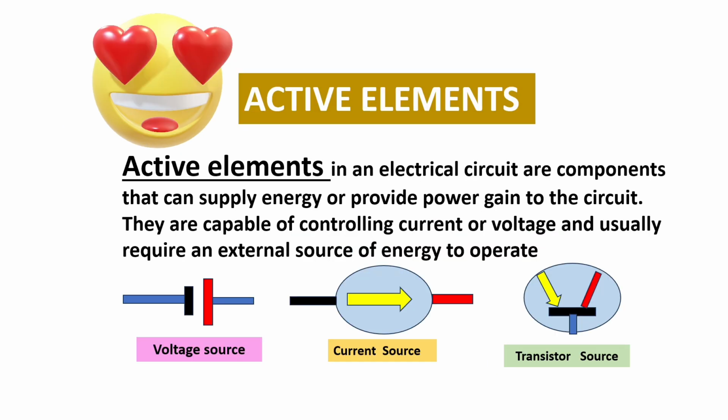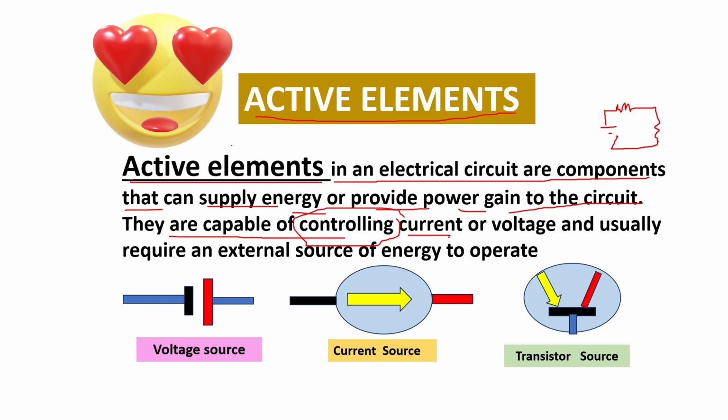The first circuit terminology is active elements. Active elements are components that supply energy or increase power in a circuit. They require an external power source and can control current or voltage. Examples include voltage sources, current sources, and transistors.